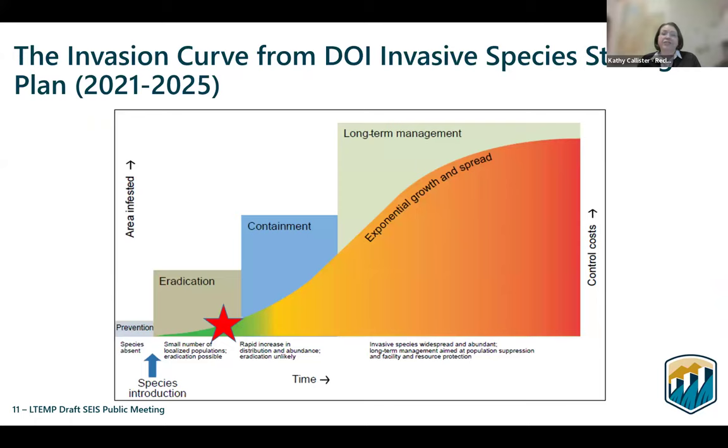We showed this during scoping, but I just wanted to remind everybody about the invasion curve. This is taken from the Department of Interior Invasive Species Strategic Plan. The star represents where we think we might be in this process, and so that's why we are trying to take action as quickly as possible to prevent us from getting into a situation where we have larger populations and the control costs are going up.